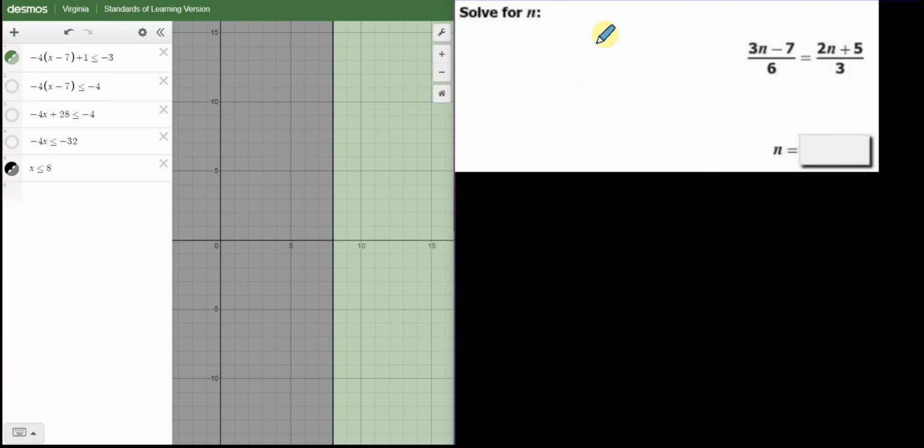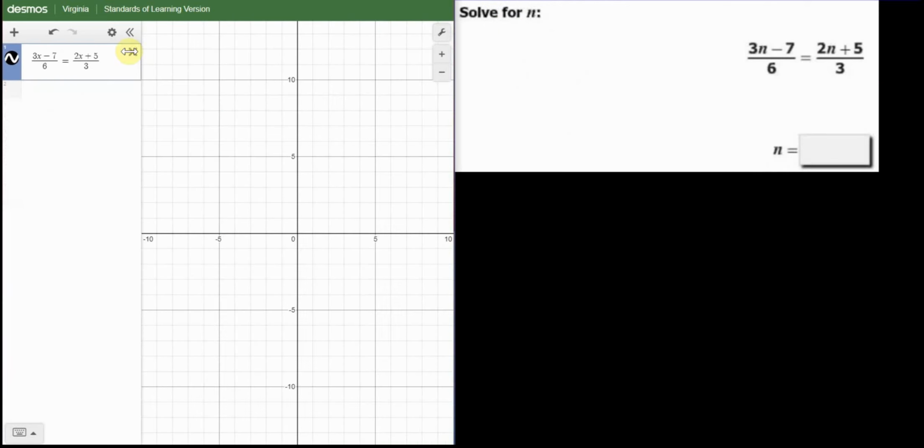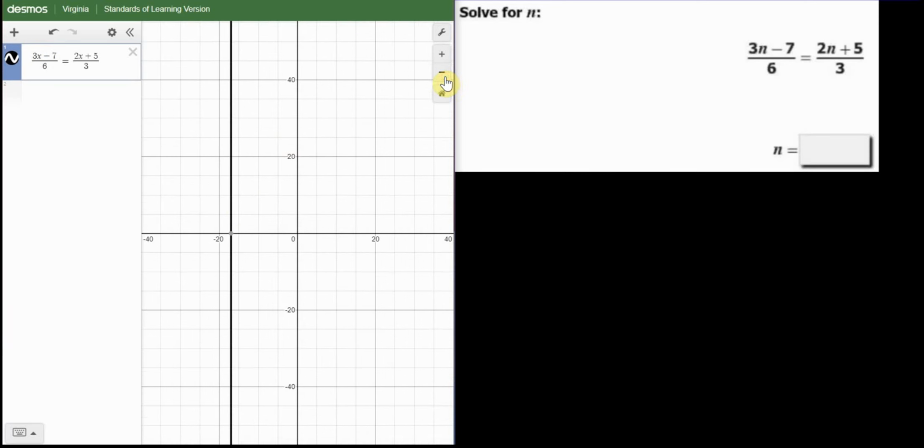Solve for n. All right, so we're going to put this in. Now, notice that I put x's where the n's were so I could see the graph of it. If you just put n's there, you're not going to get a graph. You won't get the picture. So let's expand this a little bit. There we go. And it hits at negative 17, so n equals negative 17.